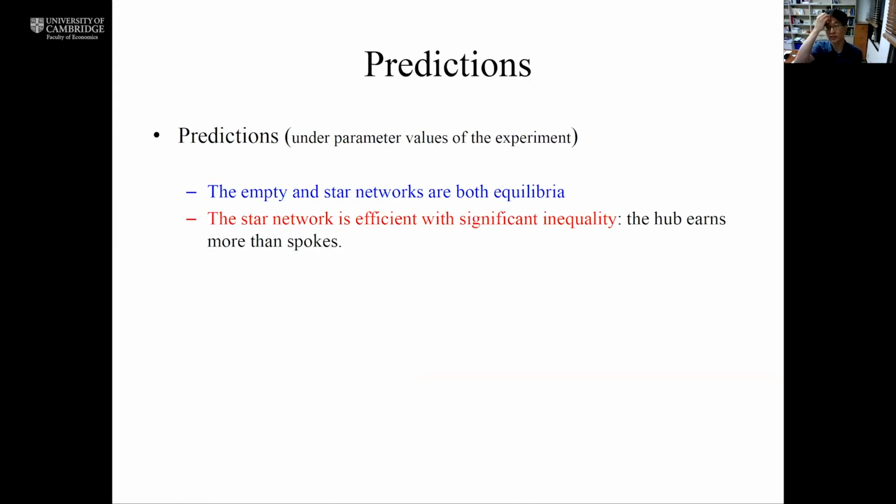The key prediction of this model is that empty and star networks are both equilibria. But the star network is the efficient one under a certain range of the parameter, including the parameter values of our experiment. The star network is efficient, but it produces highly unequal outcomes, which means that the hub earns more than the spokes, the rest of the individuals.